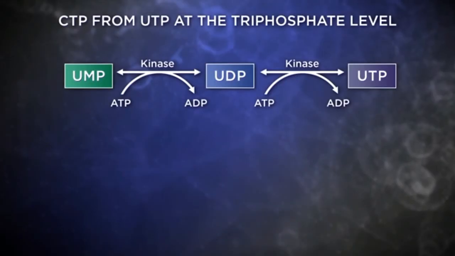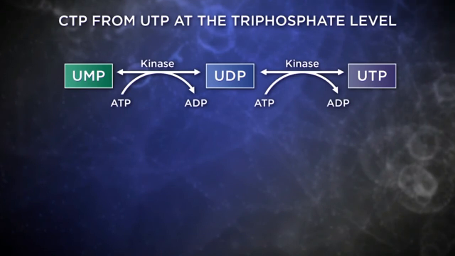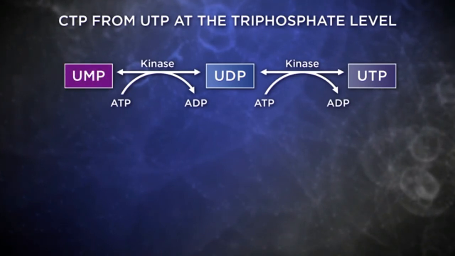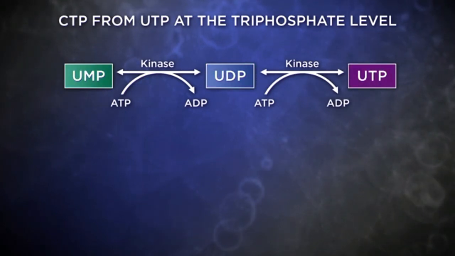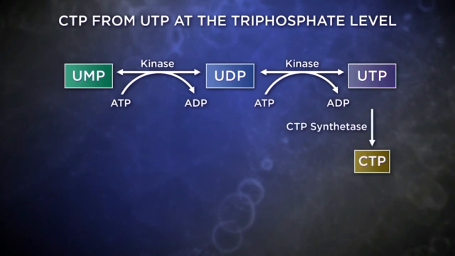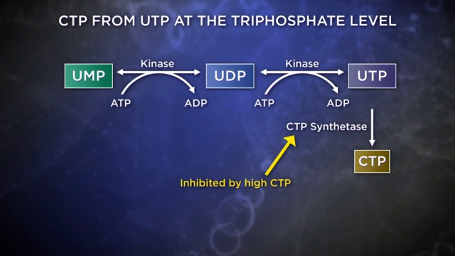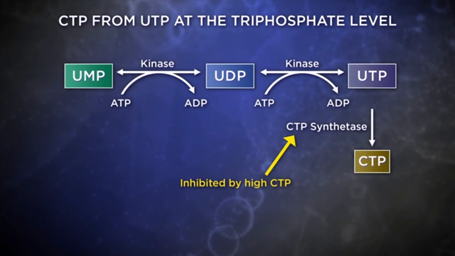The pyrimidine bases C, U, and T are a little simpler in structure, and they're assembled completely before they're added to PRPP. The synthesis of all three pyrimidine nucleotides begins with making UMP, which gets phosphorylated to UDP and then to UTP. CTP is made directly from UTP by the enzyme CTP synthetase. This enzyme is inhibited by high levels of CTP, ensuring that the proper balance of UTP and CTP is made.